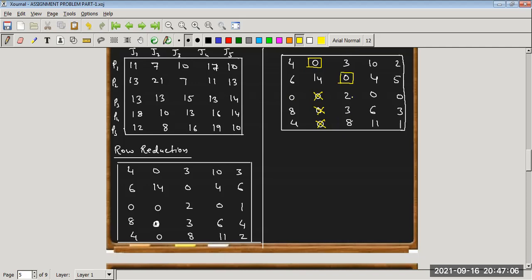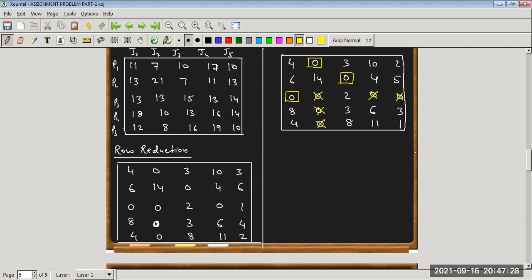So come to the third row. In the third row, there are 3 zeros, so leave that for now. In the fourth, there is no 0. In the fifth, there is no 0. Now come to column wise. In the first column, there is only one 0. Assign this 0. And in this row, there are 2 more zeros. We cross those zeros. So there is no 0 left in this table.